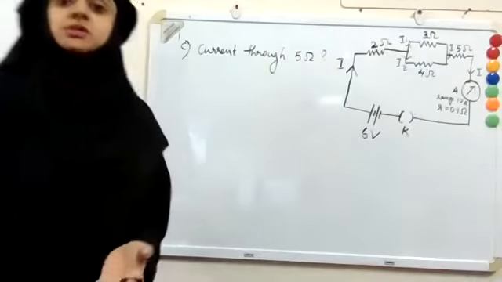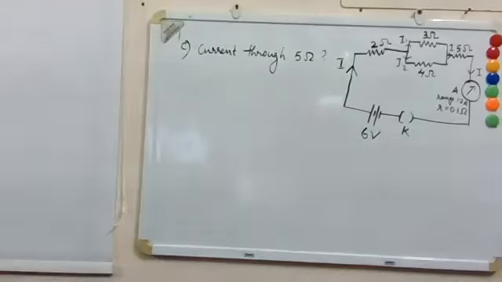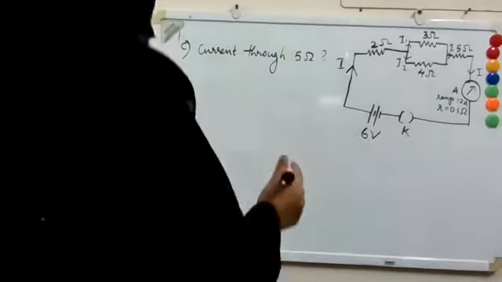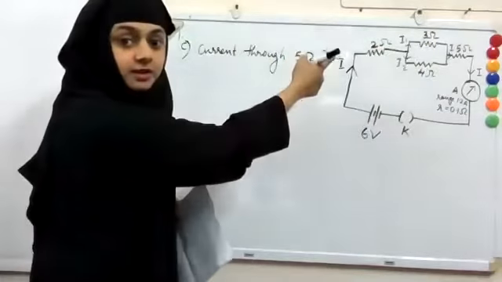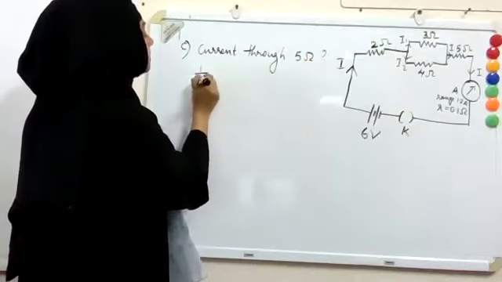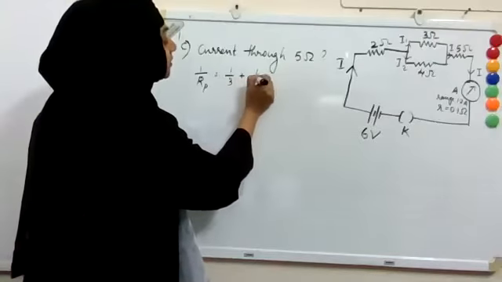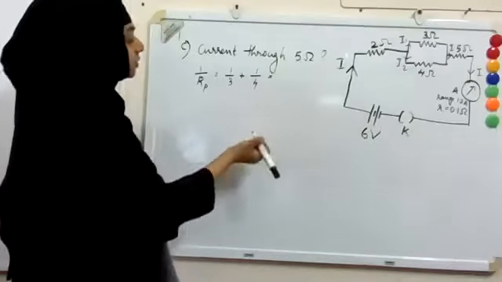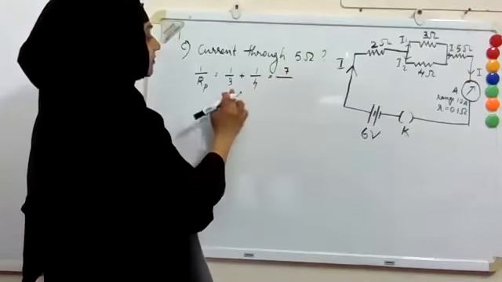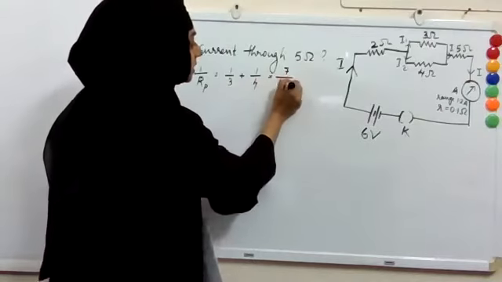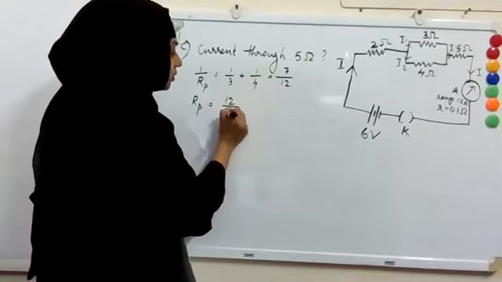So the first step is you will have to find the effective resistance of this circuit. How to find the effective resistance? You have these two resistances in parallel, right? So 1 by Rp will be equal to 1 by 3 plus 1 by 4, which is equal to 4 plus 3 is 7, divided by 4 times 3 which is 12. So Rp is equal to 12 by 7 ohm.